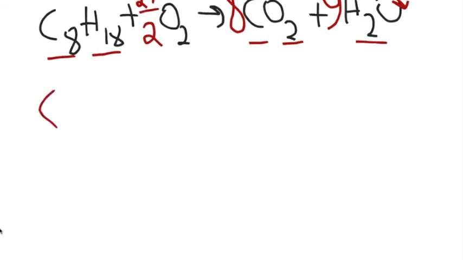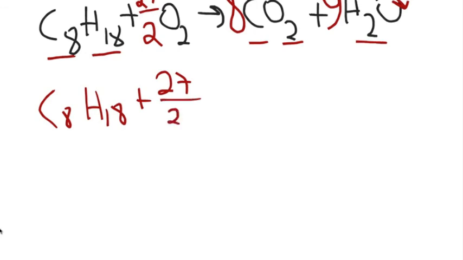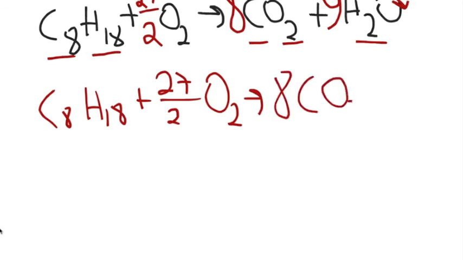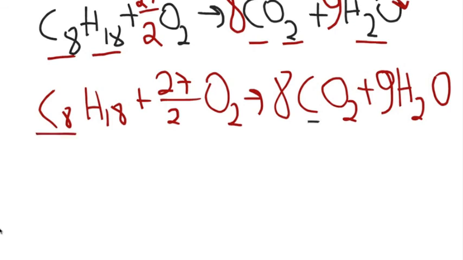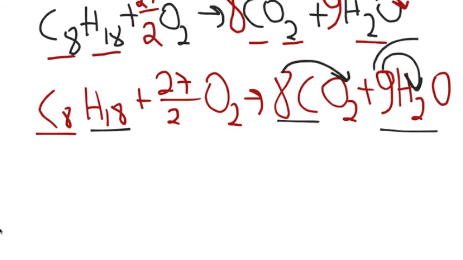So let's check the equation. We have 8 carbon, 18 hydrogen, plus 27 over 2 oxygen, which is going to create 8 carbon, 16 oxygen plus 18 hydrogen, 9 oxygen. 8 carbon on the left, 8 carbon on the right, 18 hydrogen on the left, 18 hydrogen on the right, 27 oxygen on the right, 27 times 2 is 54 divided by 2 is equal to 27 oxygen on the left. This equation is now balanced.